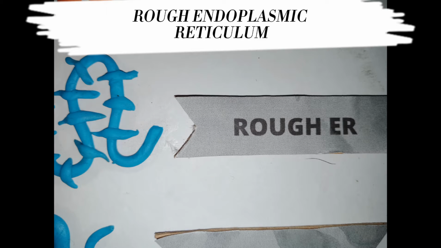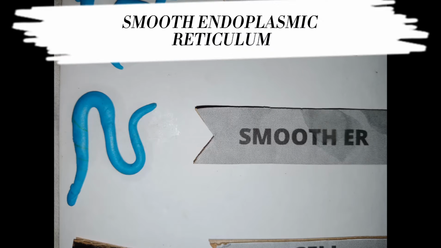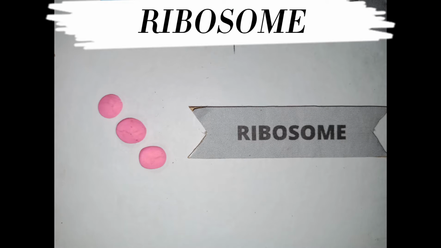Rough endoplasmic reticulum, a series of connected flattened sacs, part of a continuous membrane organelle within the cytoplasm of eukaryotic cells that plays a central role in the synthesis of proteins. Smooth endoplasmic reticulum, a meshwork of fine tubular membrane vesicles, part of a continuous membrane organelle within the cytoplasm of eukaryotic cells that is involved in the synthesis and storage of lipids, including cholesterol and phospholipids, which are used in the production of new cellular membrane.